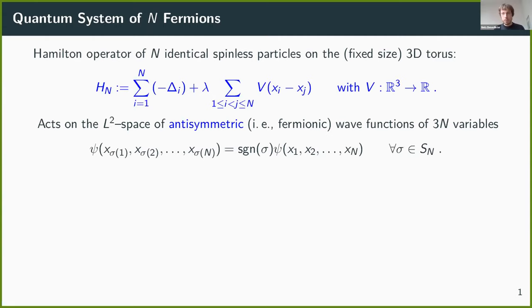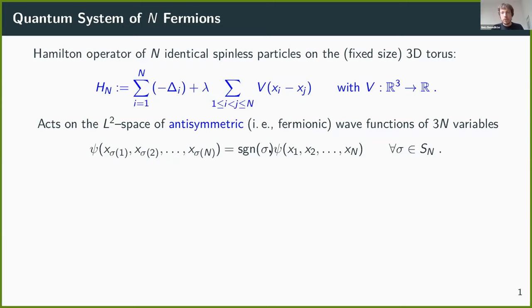So the Hamiltonian is the one written up here in blue. You have, as usual, a Laplacian for the kinetic energy. You have a coupling constant lambda, and you have a pair interaction where V is some potential function. Since we're interested in fermions, this acts on an L2 space of anti-symmetric wave functions of 3n variables. And by anti-symmetric, I mean the usual thing: if you permute the coordinates of the n particles, we pick up the sign of the permutation.